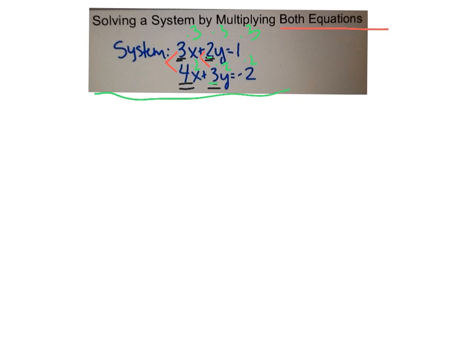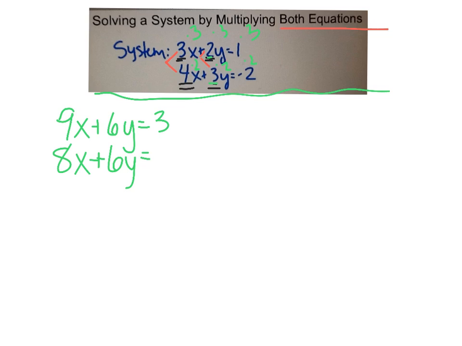Then I'm just going to rewrite both of my equations. So that gives me 9x plus 6y equals 3 for my top one, and then 8x plus 6y equals negative 4. Now I have matching coefficients. They are same sign, so we're going to subtract. Well, 9x minus 8x is just x, or 1x. 6y minus 6y cancels out. We needed that to happen. And then we have 3 minus a negative 4, which becomes 3 plus 4, which is 7.